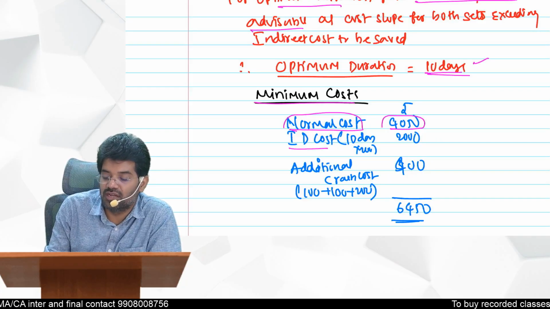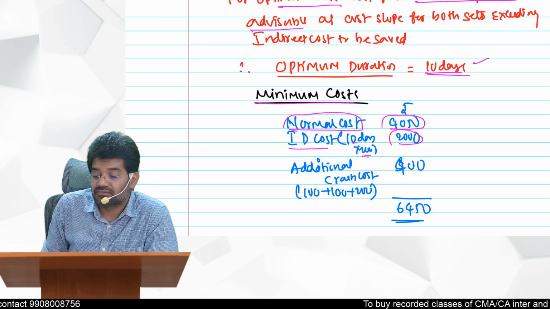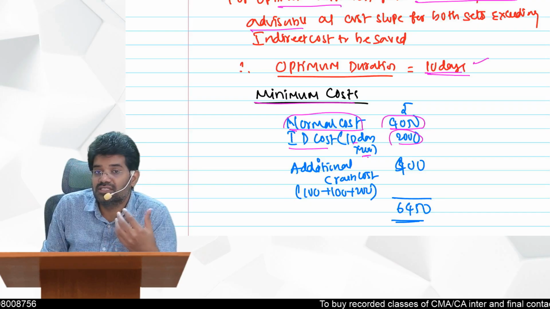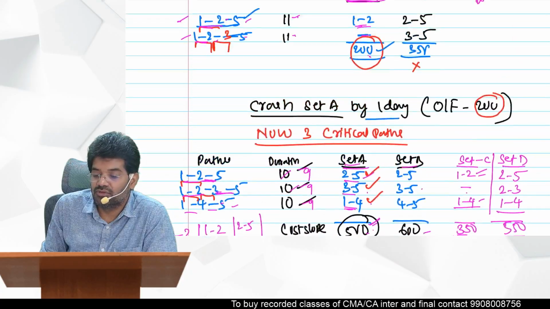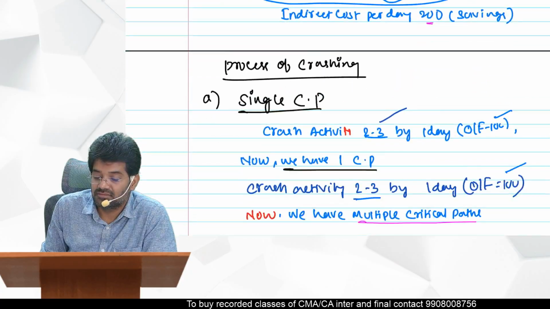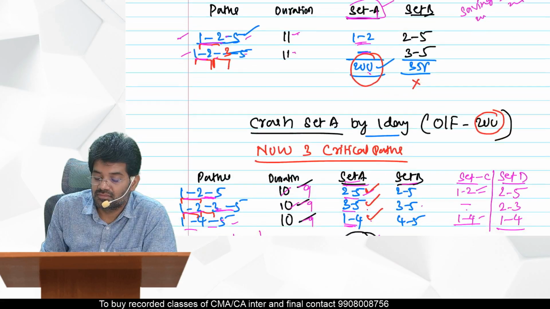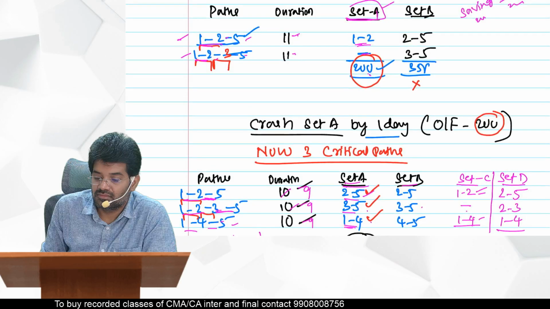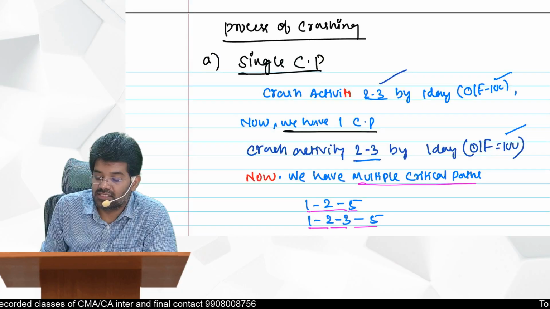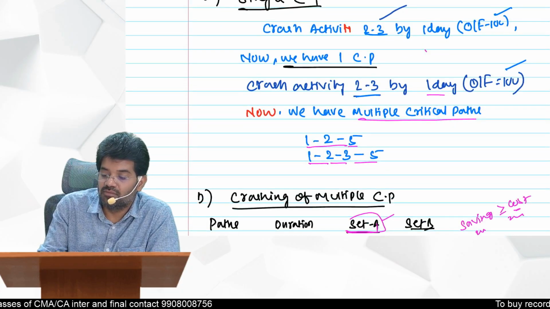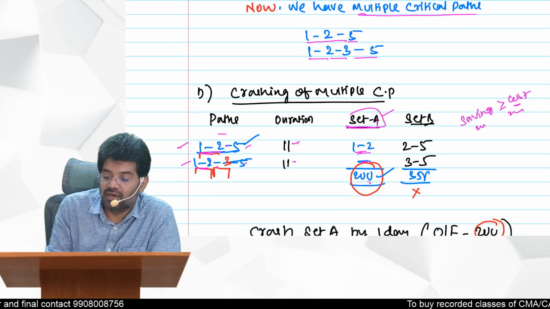Per day it is 200 now. So 10 into 200, 2000. Plus, now because we crashed 2 to 3. By how many days did we crash 2 to 3? 2 days. One time. So this is 100 outflow, and then the multiple paths also.